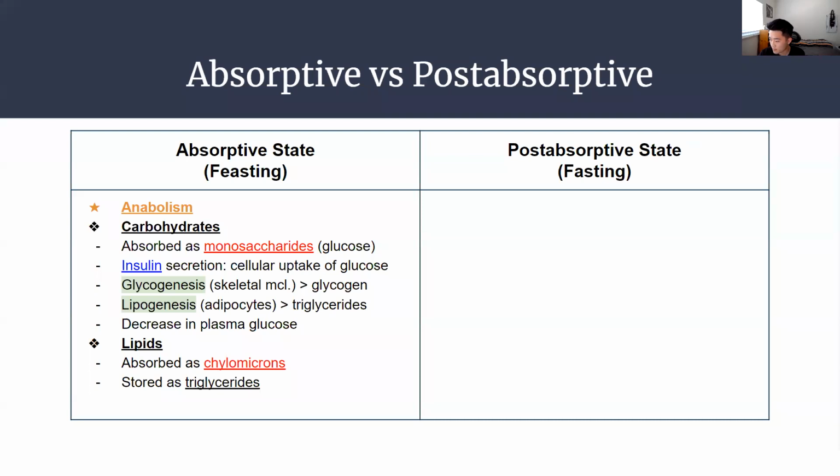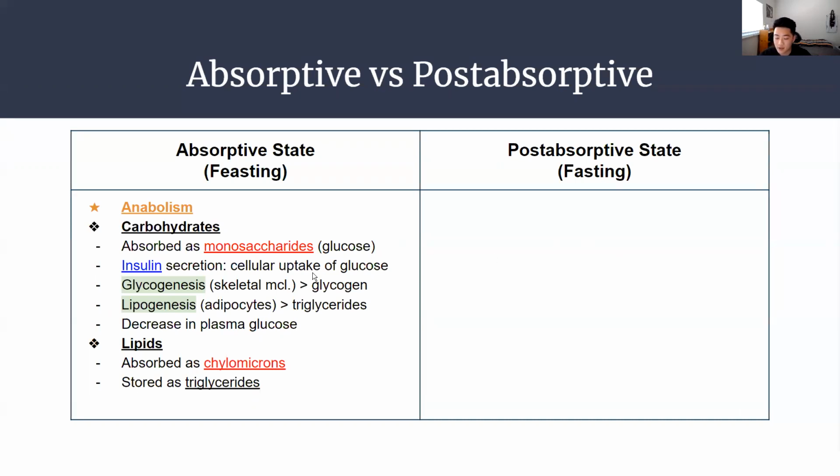Okay, so anabolism is the synthesis of energy reserves, right? So when we consume food, our body makes energy reserves out of the nutrients that we eat, right? So the absorptive state is characterized by anabolism, when we make energy reserves.